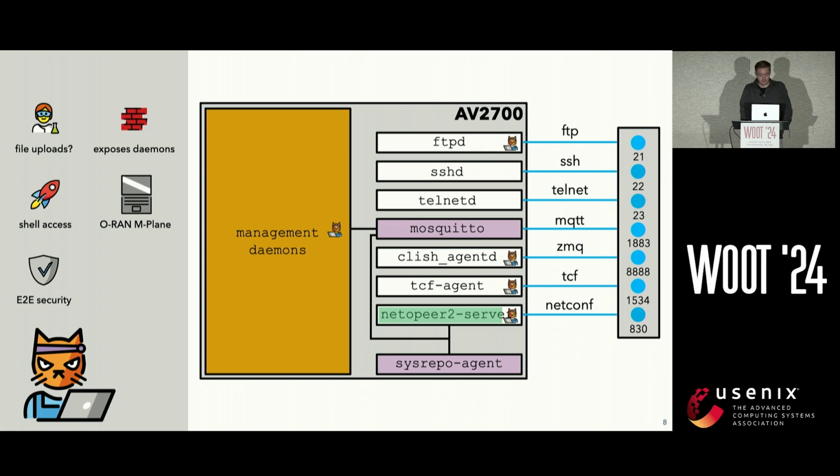Therefore, there's also the Netopeer, the NETCONF implementation here. That is just a YANG store of all the functions. And finally, the Sysrepo agent that can catch these RPCs to really forward them to the daemons.